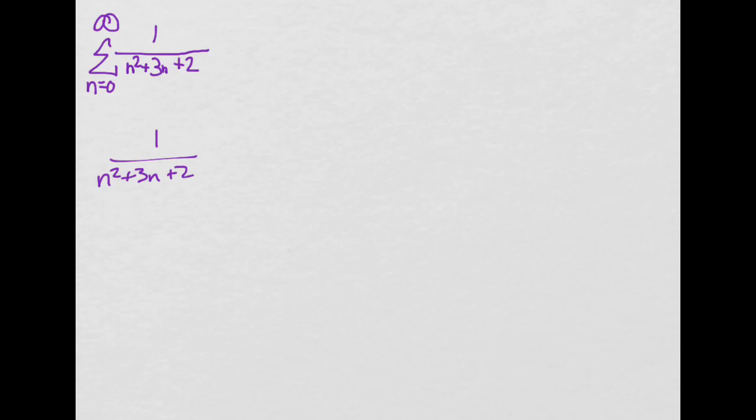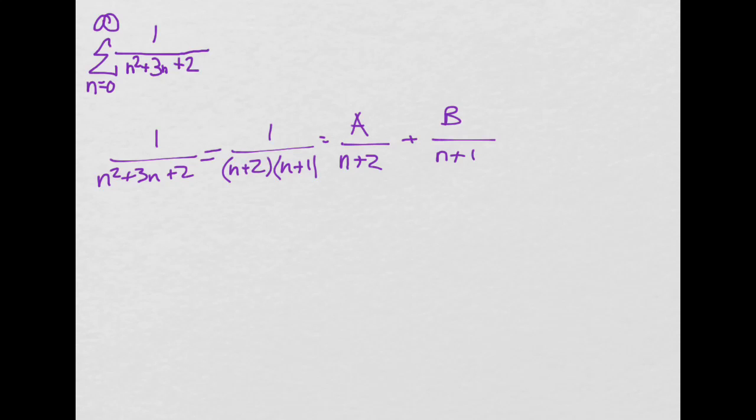And let's use our process of partial fraction decomposition to rewrite this fraction as the sum of two fractions. So remember, to do that, our first step is to factor the denominator. So n squared plus 3n plus 2 is going to factor as n plus 2 times n plus 1. And now we actually want to split this up into two fractions. We don't know what the numerators of these fractions are yet. That's what we need to find. But we want each denominator to be one of those factors. So n plus 1 for one of them and n plus 2 for the other one.